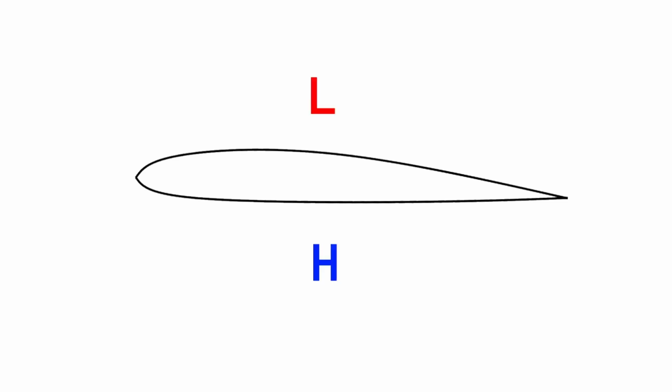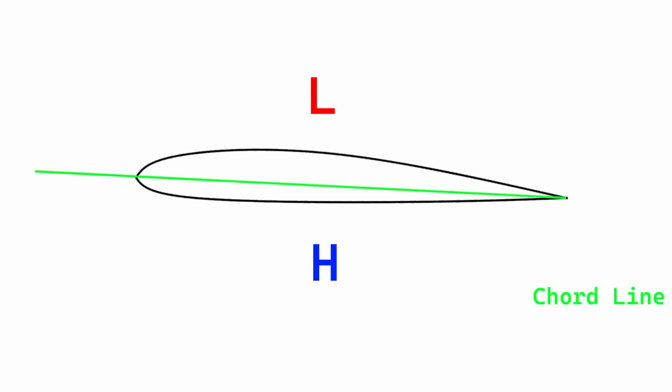We've got our high pressure on the bottom and our low pressure on the top. We've established that. Now, from the trailing edge of the wing through the leading edge out towards the front is called your chord line. This is pretty much just the direction that the wing is pointed. If you were to draw this invisible line from trailing edge to leading edge, this is what you're going to have.